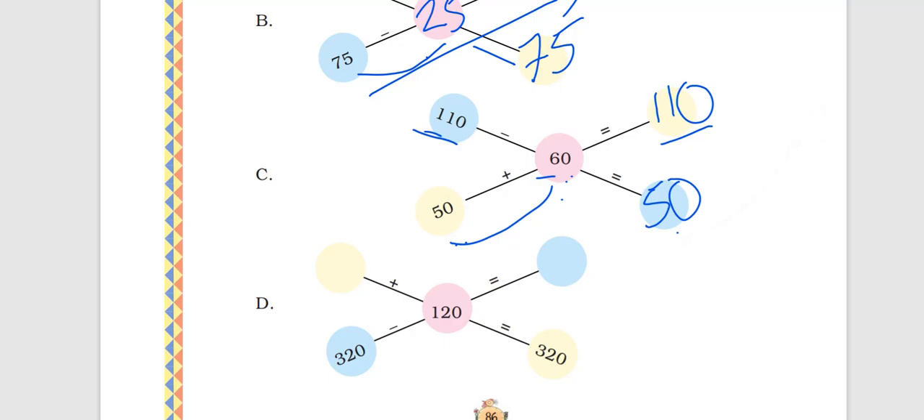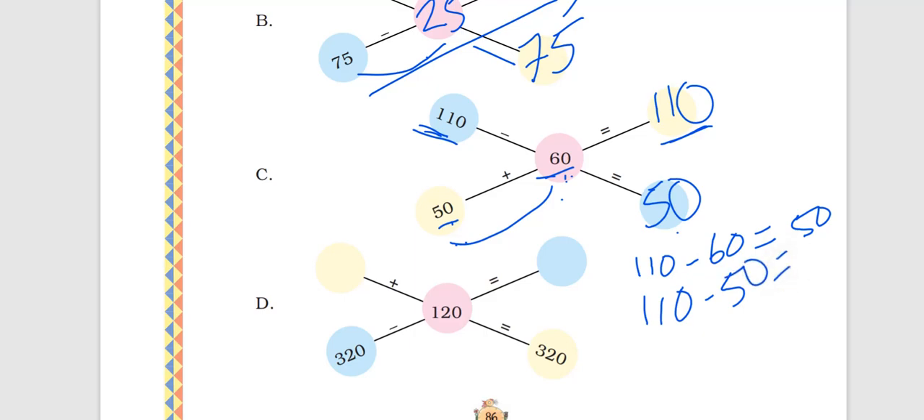So as I was saying, when you add 50 and 60, you get 110. So when you subtract one of these two numbers from 110, you get the other number, which means if you subtract 60 from 110, you get the other number, which is 50. But if you subtract 50 from 110, now the other number remaining is 60. That is what you get. And 50 plus 60, like we said, is 110.